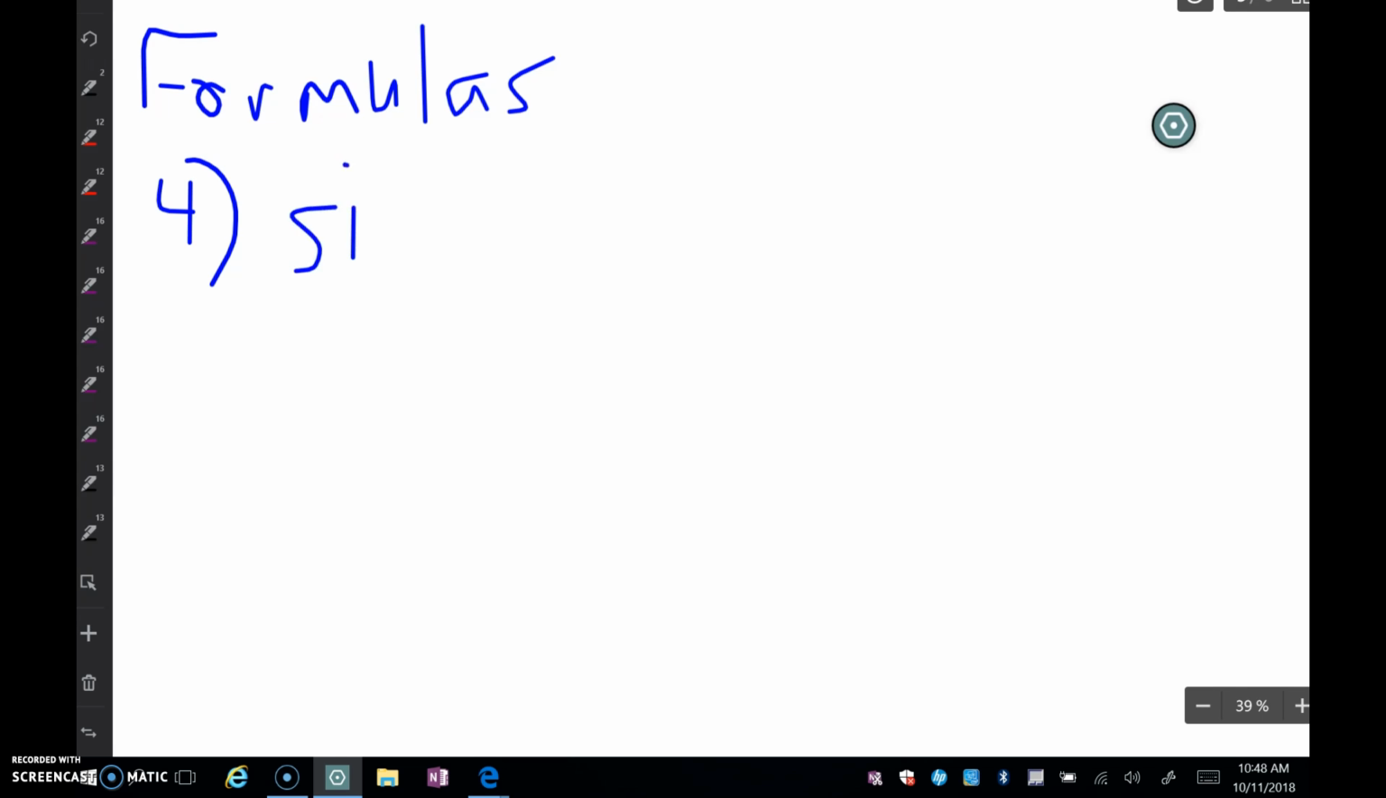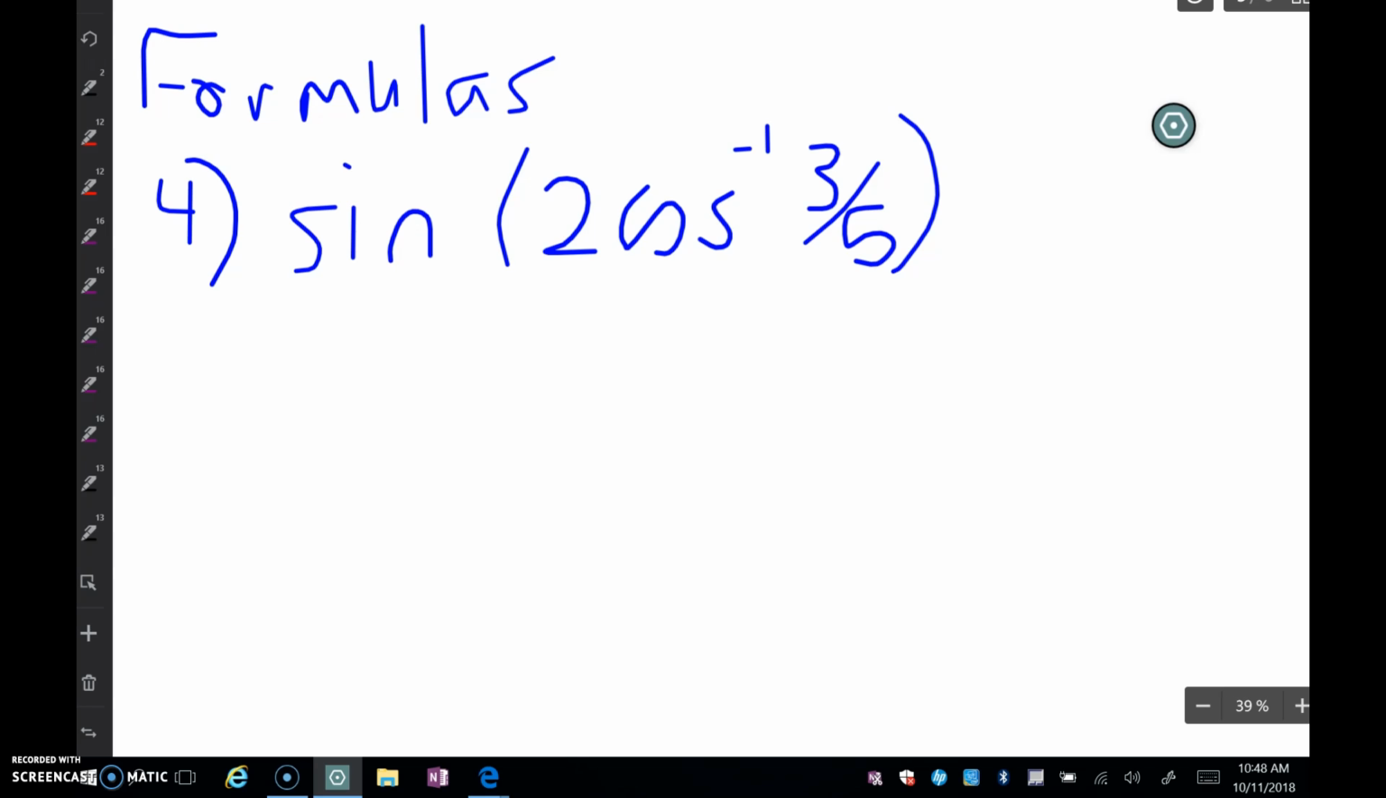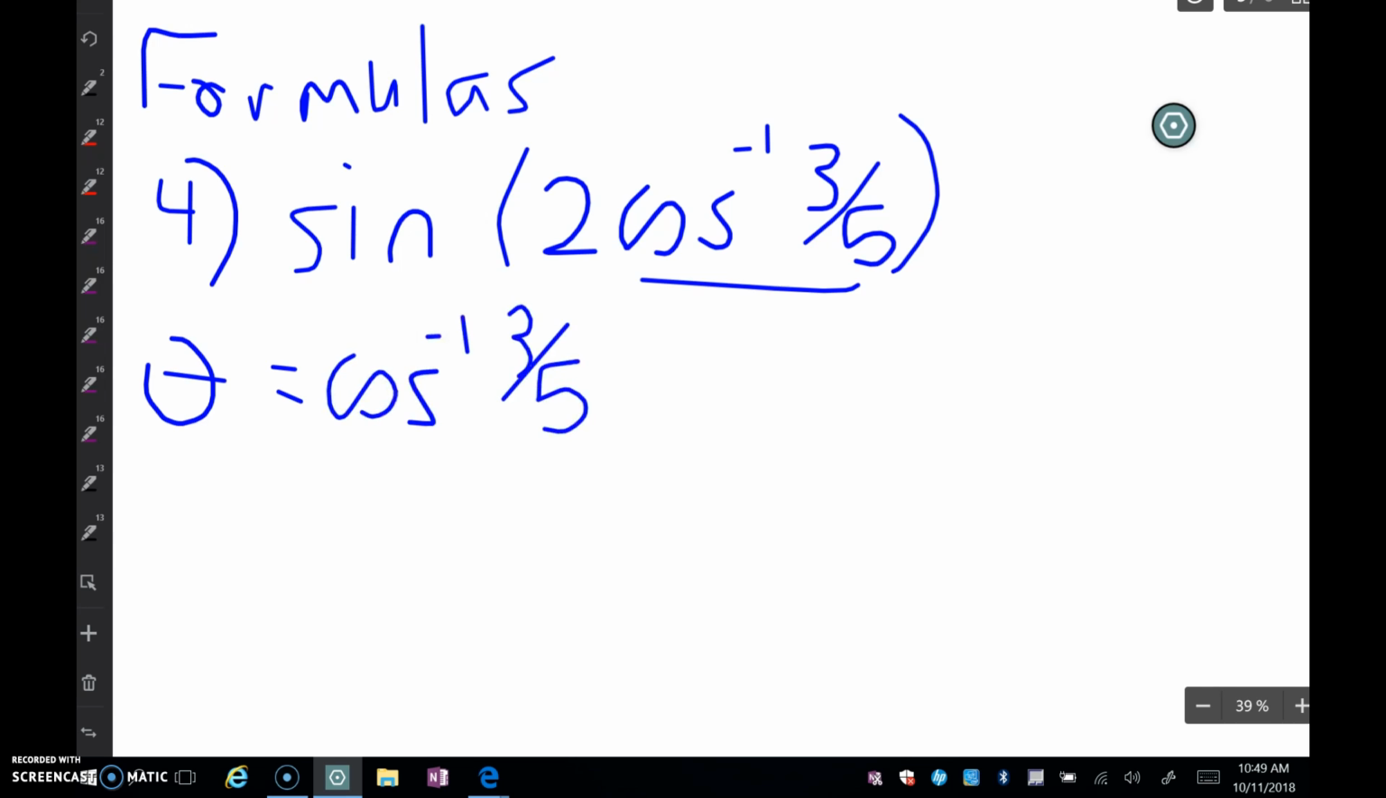So this problem is the sine of 2 inverse cosine 3/5. And what you want to focus on here is this part right here, this inverse part. We're going to call that theta. So we're going to let theta be whatever that inverse part is. Now this 3/5 is not on my unit circle.